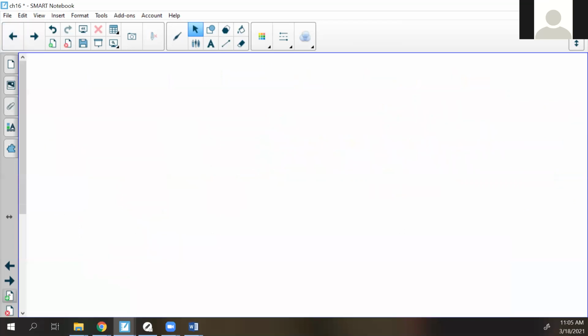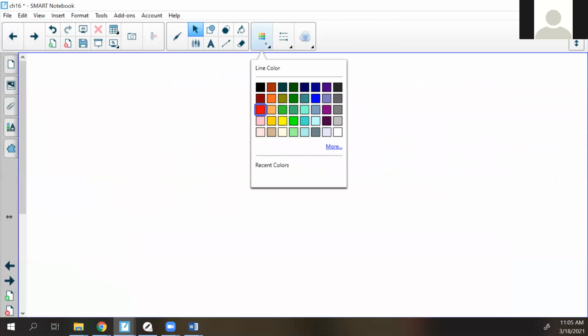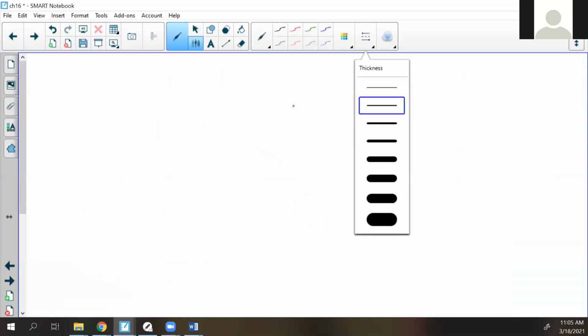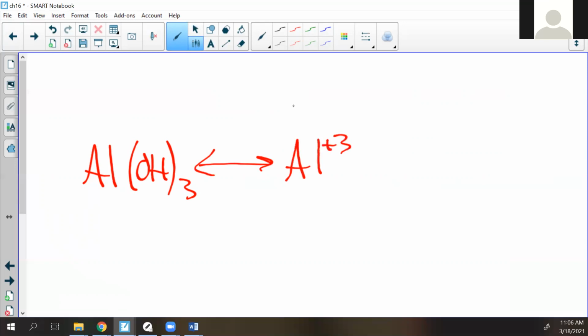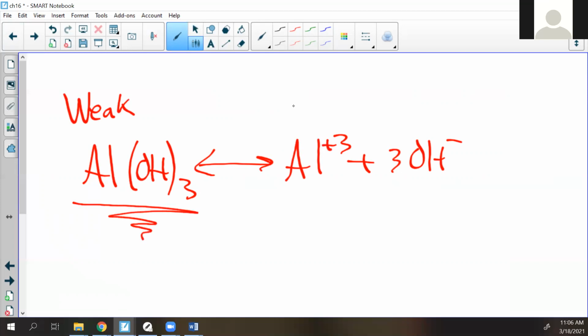Let me make this a little bit thicker. All right, so Al(OH)3 goes to Al3+ plus 3OH-. You with me on that one? Since this is weak, which side is favored? This side, correct? Okay, so we'll do the same type of chemistry.